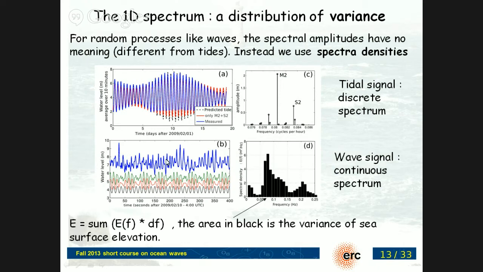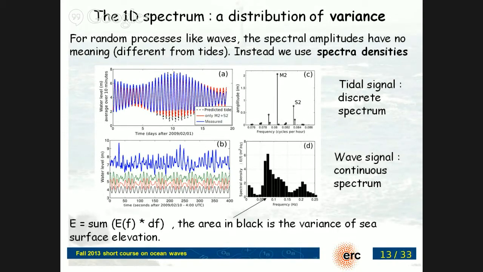And this is because the phases of the waves are random. It's not like the tides where the phases are every time the same. So we have random phases. And also we have energy not at discrete frequencies, but at all frequencies. So if you make a spectrum, it will look something like that. Instead of having some discrete lines, it will look like this.